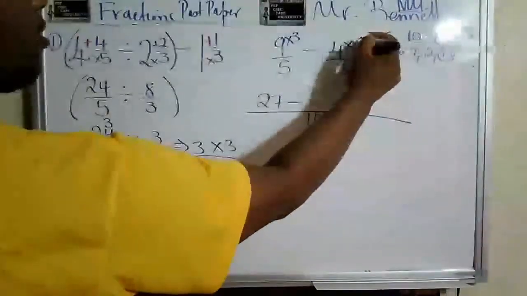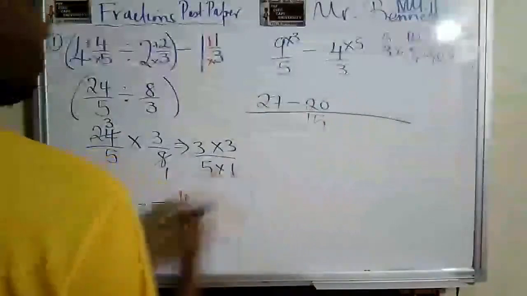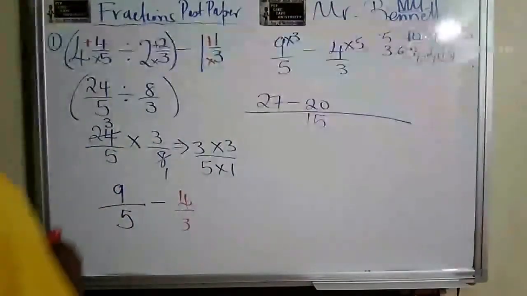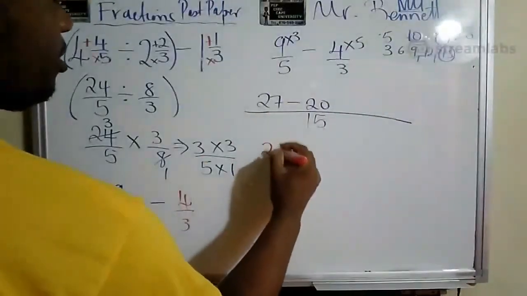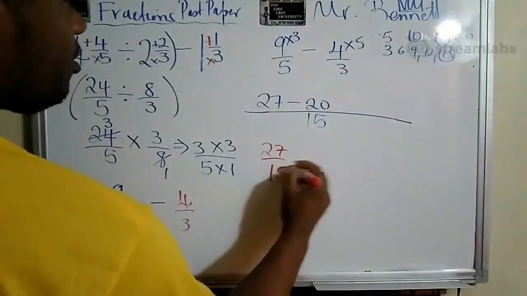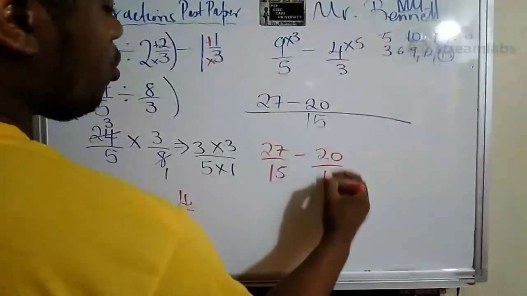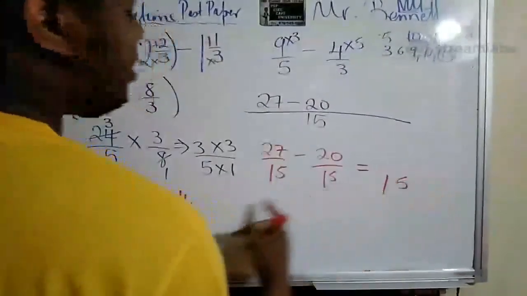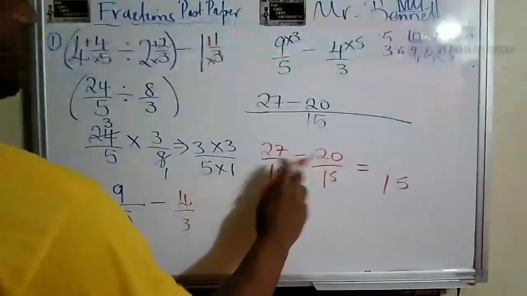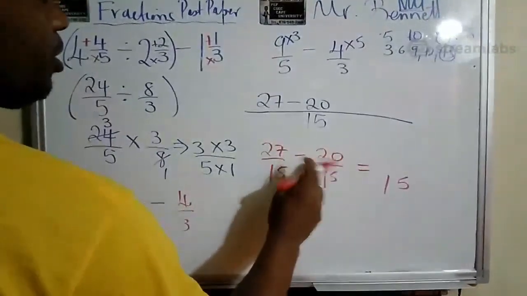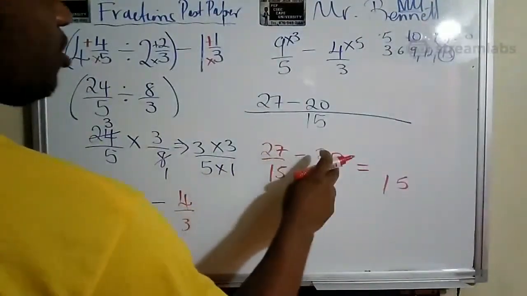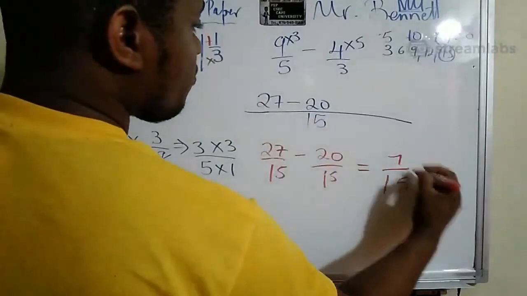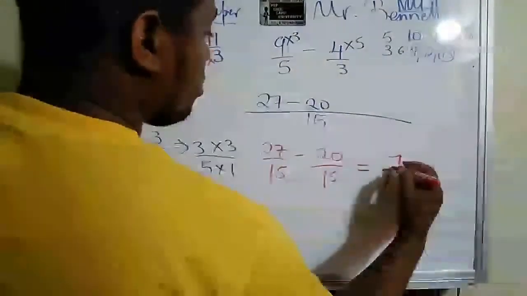So we multiply 5 times 4. So now, this is the same thing as this: 27 over 15 minus 20 over 15. And we know the rule, right? Once the denominator is the same, we can just add or subtract the numerators. So 27 minus 20 would give us 7. And that would be our answer.